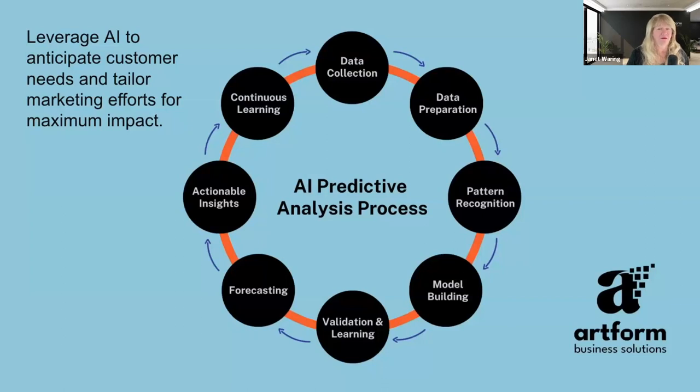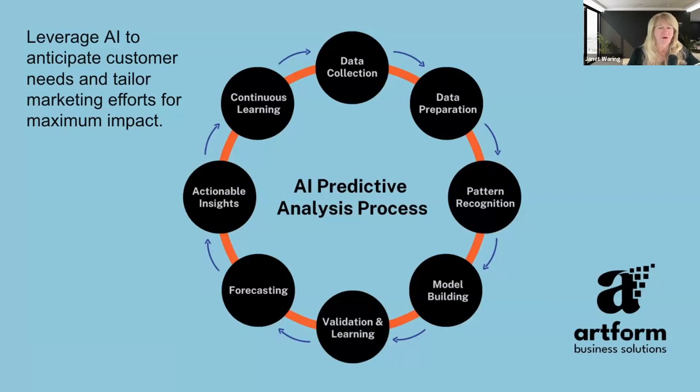And then this is when we move into pattern recognition. The machine learning algorithm, which is a core part of AI, analyzes the prepared data to identify the patterns and correlations. For example, it might find that a consumer who buys a product often also buys another product. So there's an uptick in certain products or purchases at specific times of year.